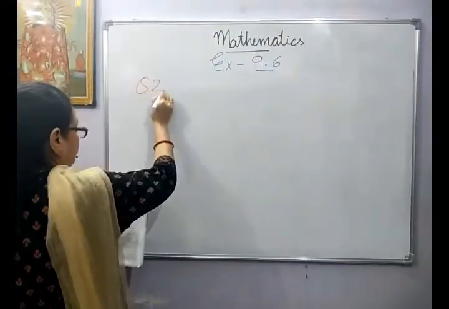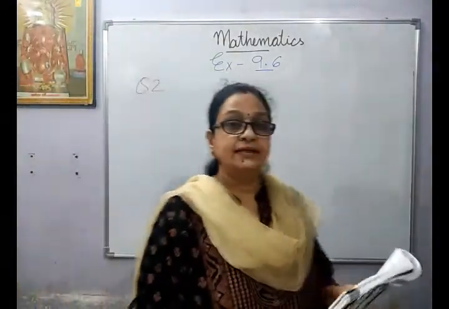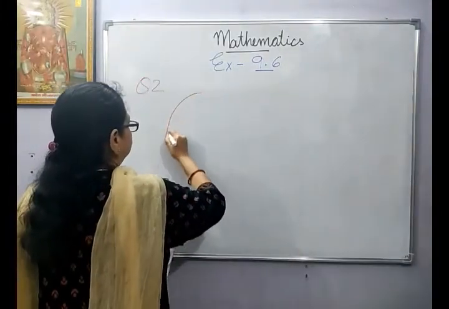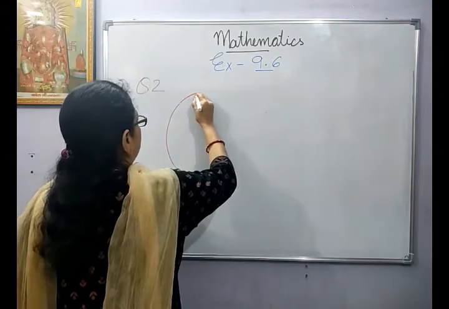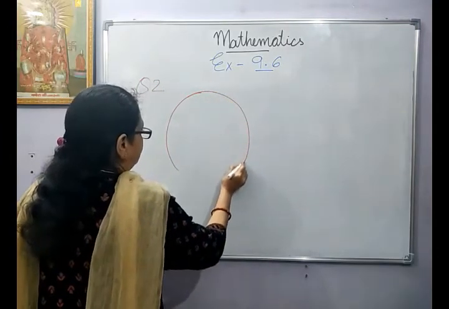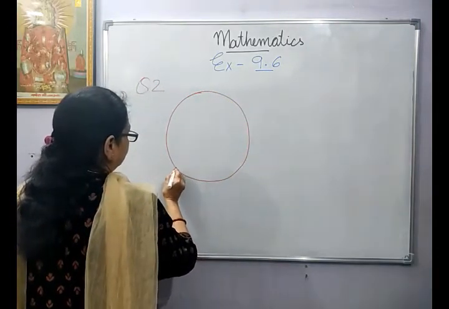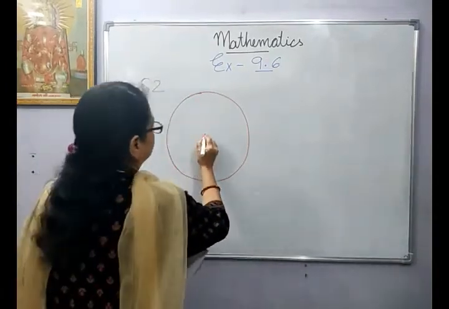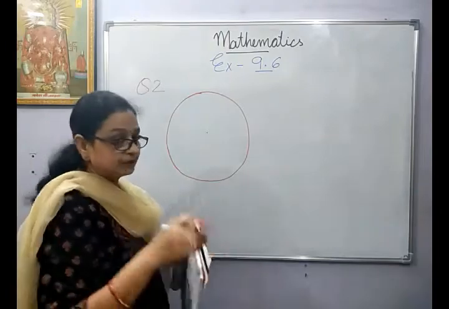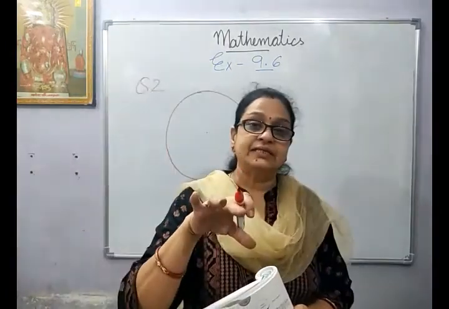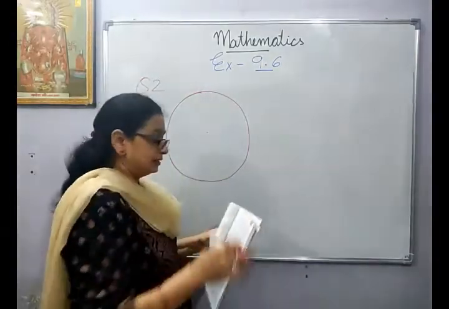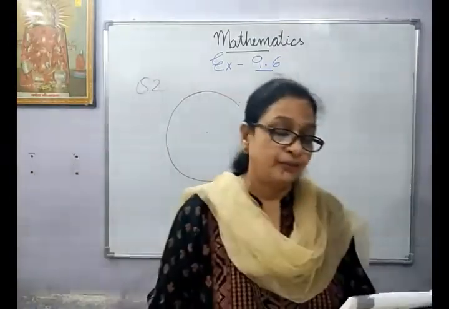Question number 2. Draw a circle and mark. So we draw the circle. Okay. And always I have made you mark the center point, because when you are drawing with a compass, you will put the point of the compass over here and you draw the circle. Now look into the book and then answer.